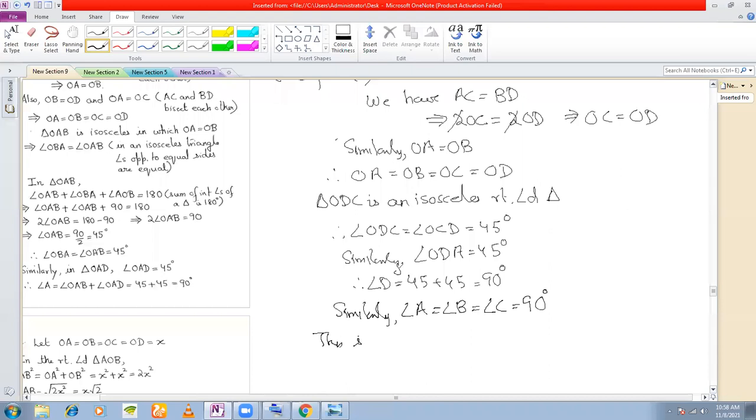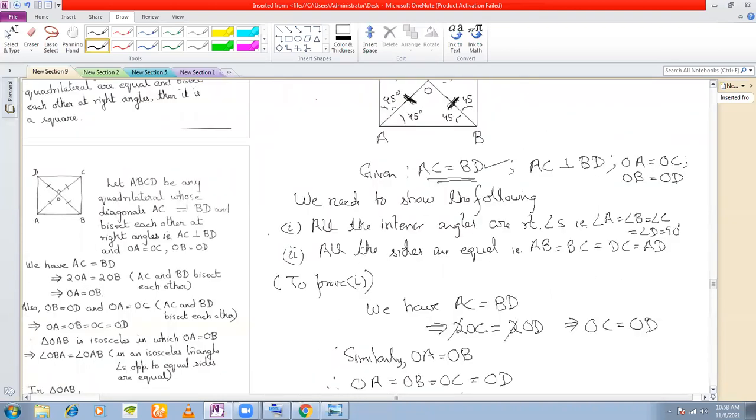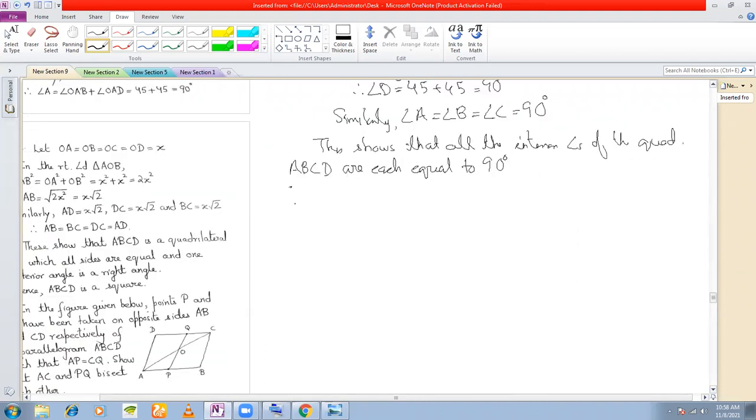This shows that all the interior angles of the quadrilateral ABCD are each equal to 90 degree. Okay, so this completes the first part of the proof. We have shown all the interior angles are 90 degree. What else do we need to show? That all the sides are equal. So let's proceed to show all the sides are equal. To prove 2.